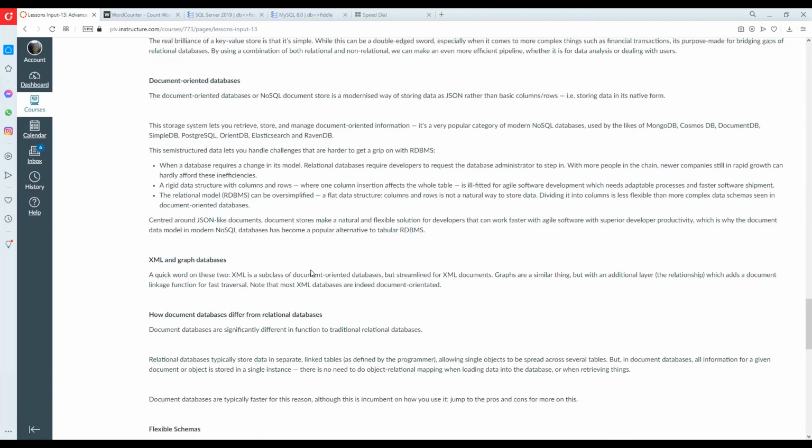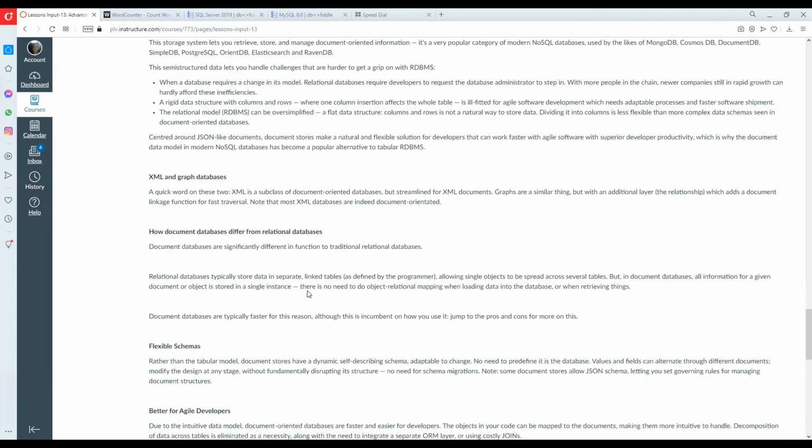Centered around JSON-like documents, a document store makes a natural and flexible solution for developers, who can work faster with agile software and superior developer productivity, which is why the document data model in modern NoSQL databases has become a popular alternative to the tabular relational database.